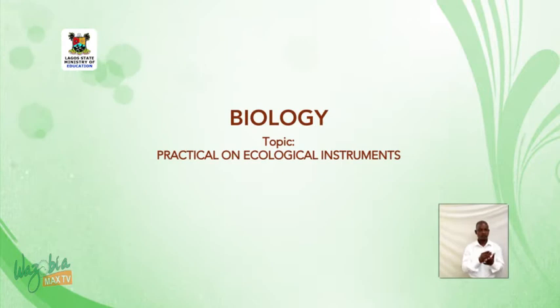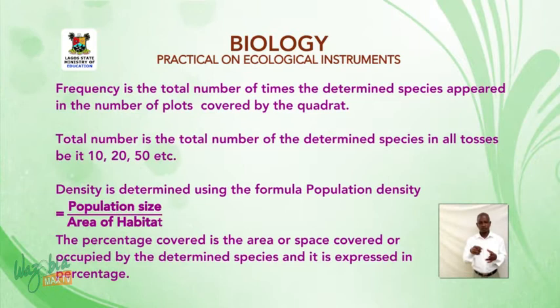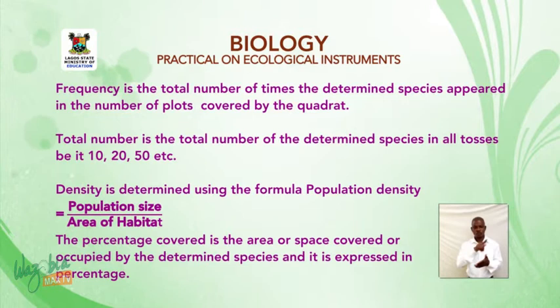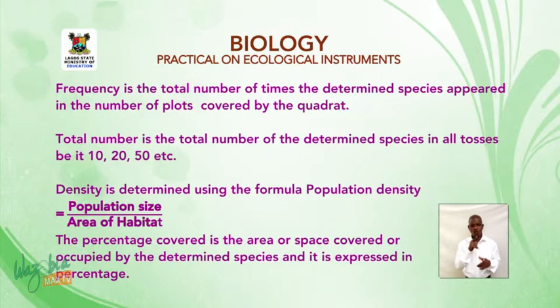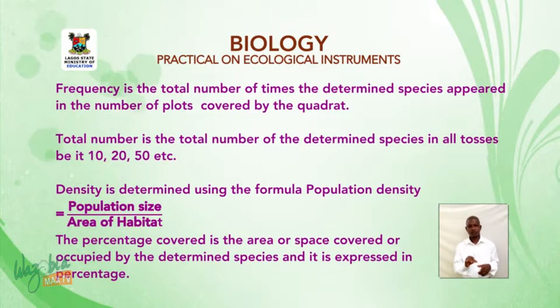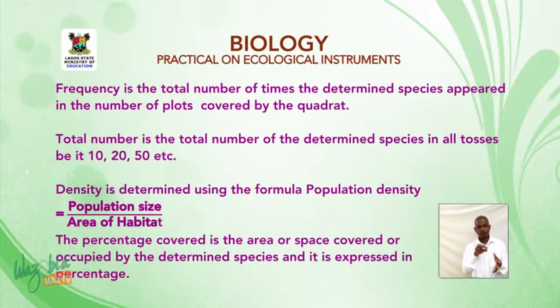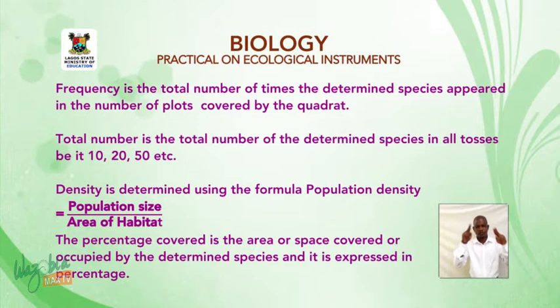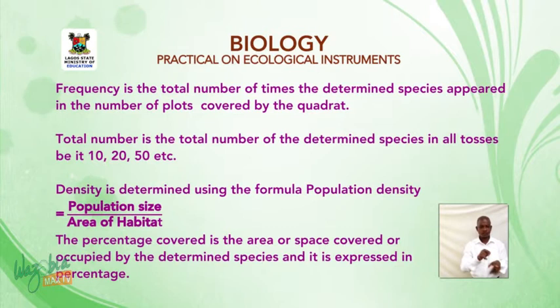Frequency is the total number of times the determined species appeared in the number of plots covered by the quadrat. Total number is the total number of the determined species in all tosses, be it 10, 20, 50, etc. Density is determined using the formula: population density equals population size over area of habitat. The percentage covered is the area or space covered or occupied by the determined species, and it is expressed in percentage.